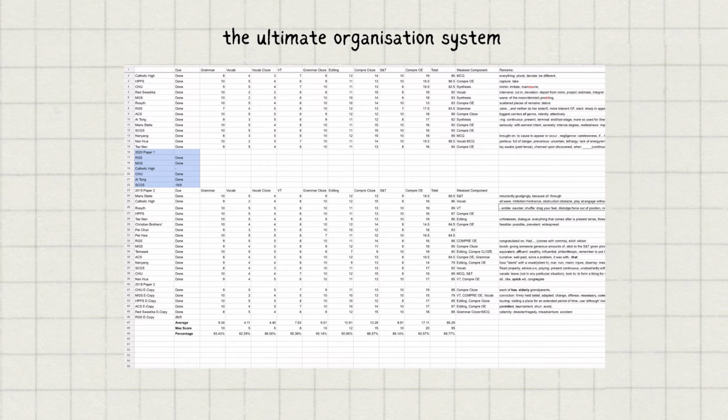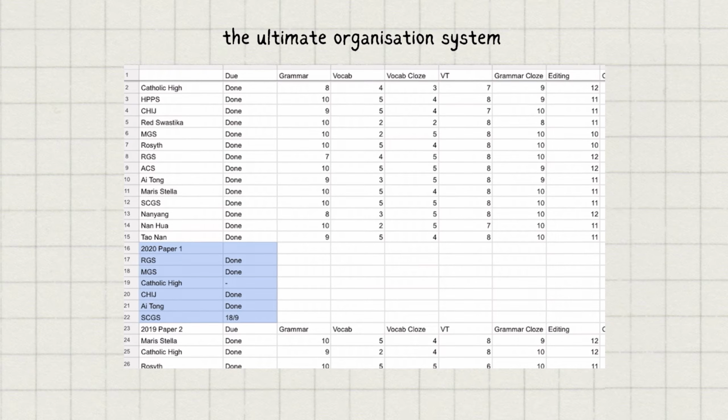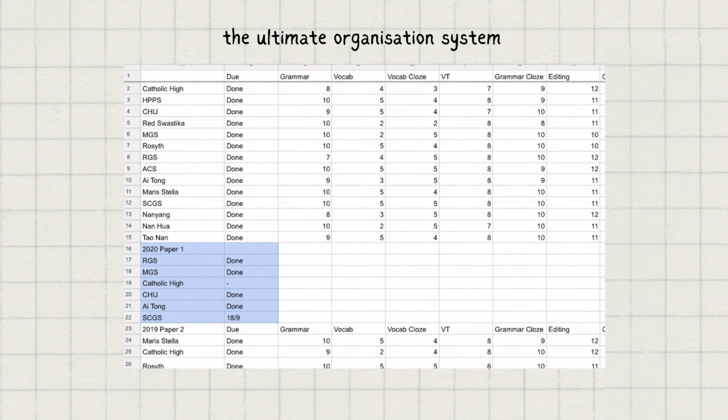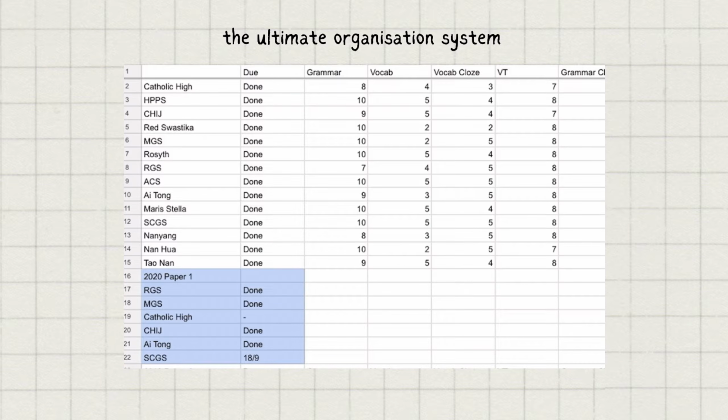So this is the overview of my spreadsheet that helped me to organize all of my prelim papers, etc. that I use for practice. So let's zoom in to what I put in my spreadsheet. The first column that I have is called the due date column. This is where I put in all the due dates of the practice papers that I have to finish and helps me to make sure that I'm on track with my revision.